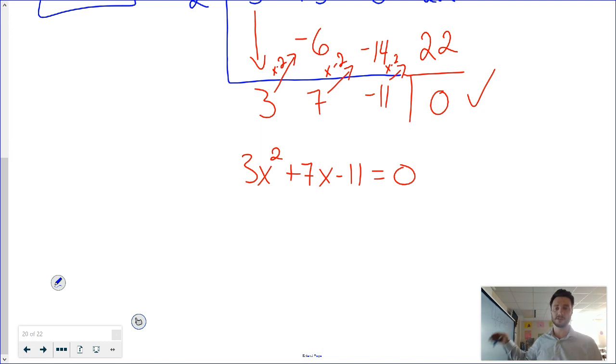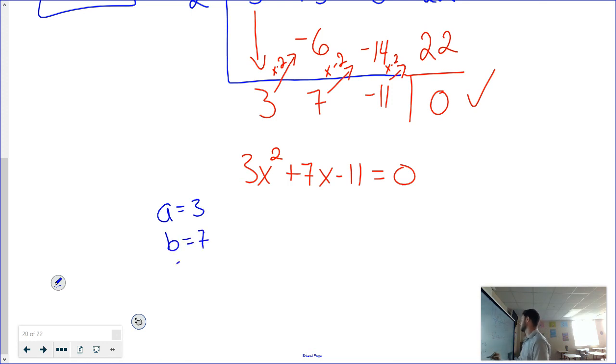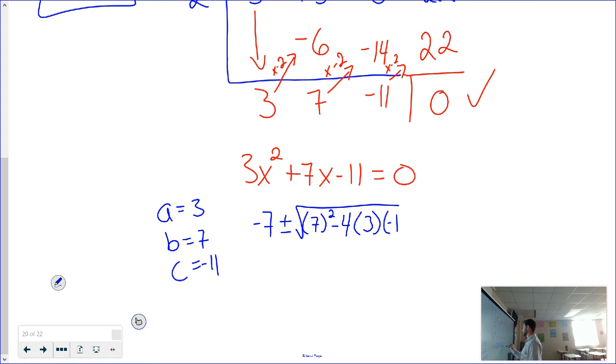We did a whole unit test on just solving quadratics. So we have things like factoring. I don't think this will factor, since factors of 33 that add up to 7, not going to happen. Or we can use the quadratic formula, or even sometimes square roots. But this time it's going to be the quadratic formula. A is 3, b is 7, c is -11. Negative b plus or minus the square root of b squared, that's 7 squared, minus 4 times a, which is 3, times c, which is -11, all over 2 times a, which is 3.